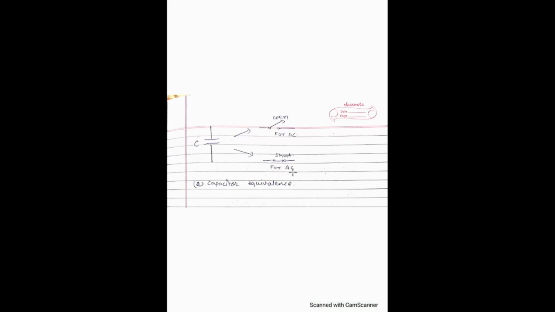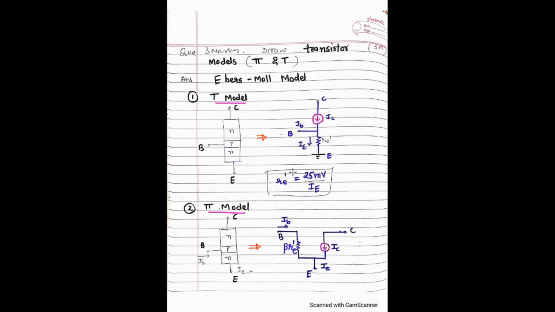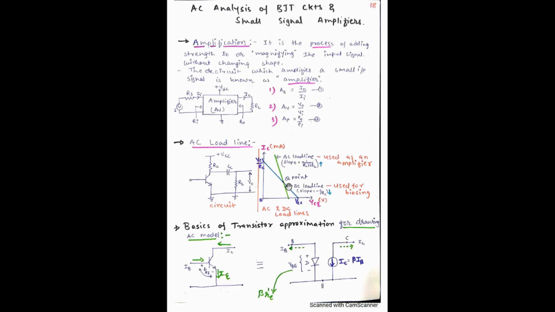In the next lecture, we will discuss the common emitter amplifier, T model and pi model. This was just a basic introduction of the T model and pi model through the shapes only, and the main parameters that I have discussed: Re dash, beta Re dash, AC load line, DC load line. So we will continue with the AC analysis and small signal amplifier, with the main circuit diagram of the DC equivalent circuit and AC equivalent circuit of the CE amplifier in the next lecture. Thank you.